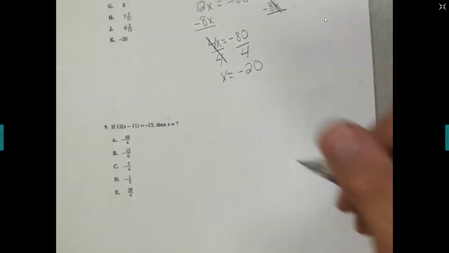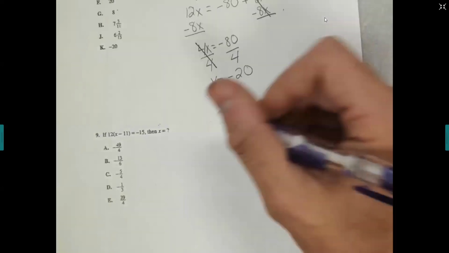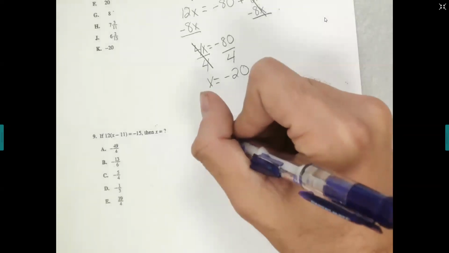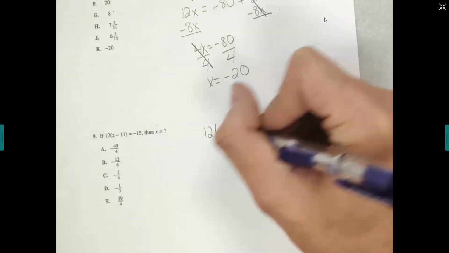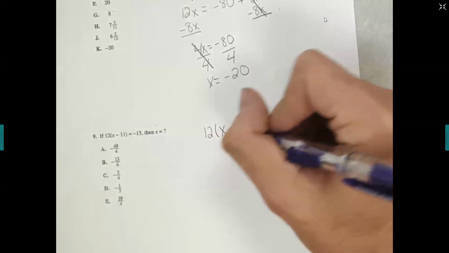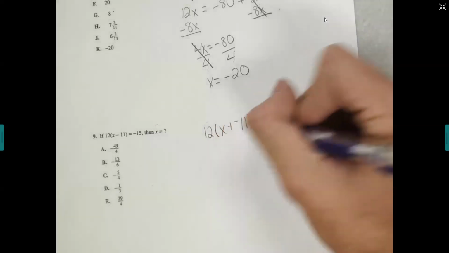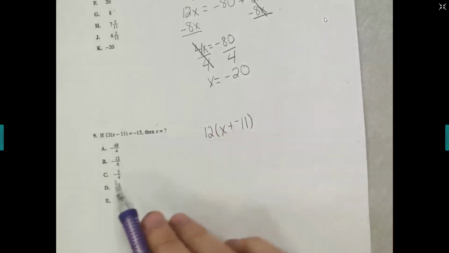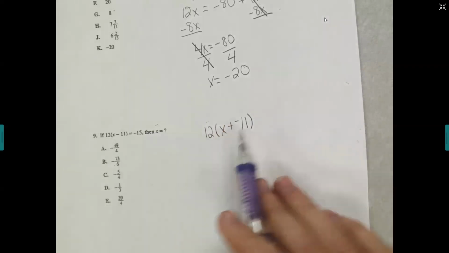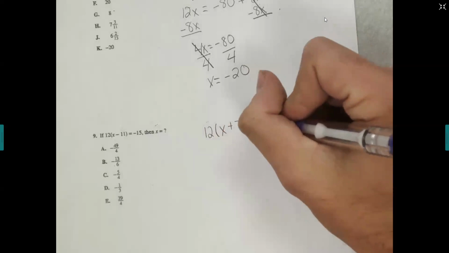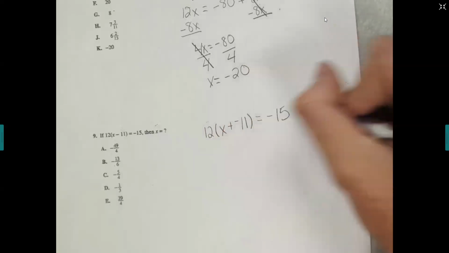And so now I'm going to go ahead and work this problem out. So I'm going to rewrite it over here. And I'm going to change my subtraction problem here to an addition problem, and then change the sign of the term behind it. So where that was x minus 11, I'm going to change to x plus -11 equals -15.